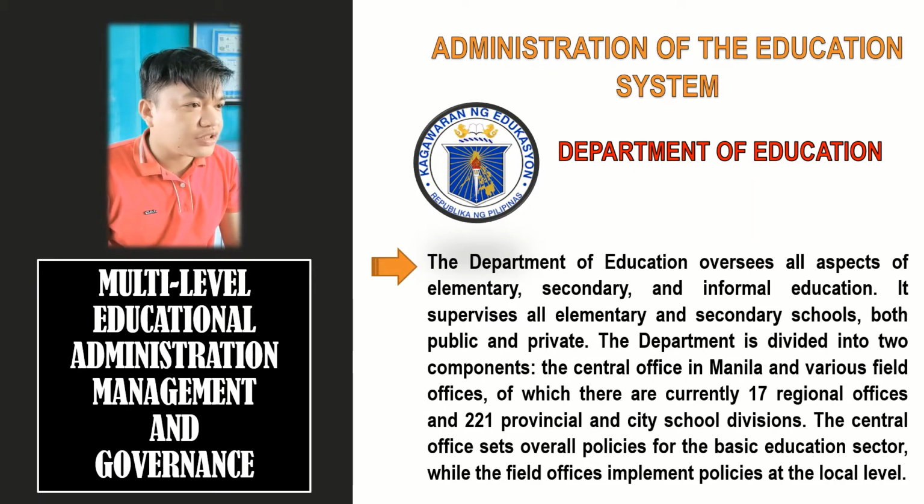The department is divided into 2 components, the central office in Manila and various field offices, of which there are currently 17 regional offices and 221 provincial and city school divisions. The central office sets overall policies for the basic education sector, while the field offices implement the policies at the local level.